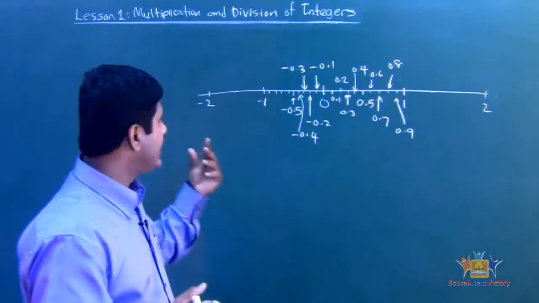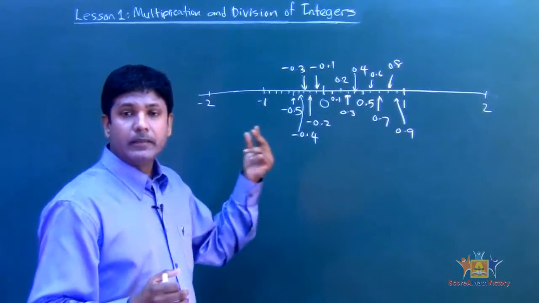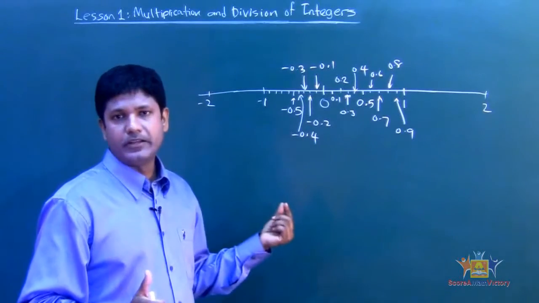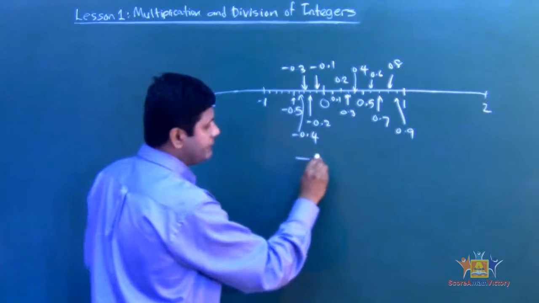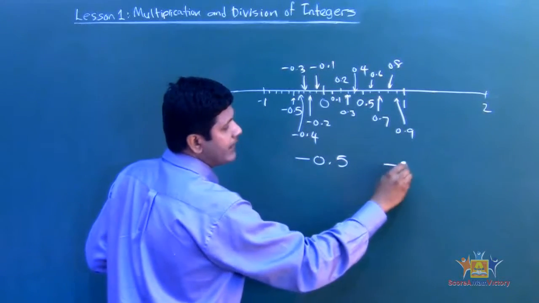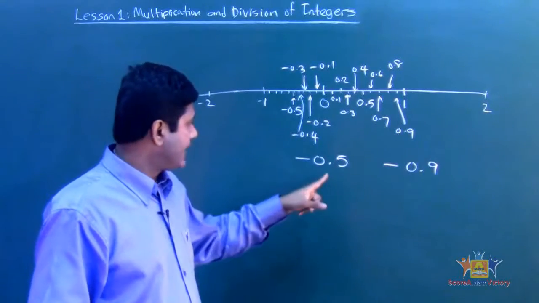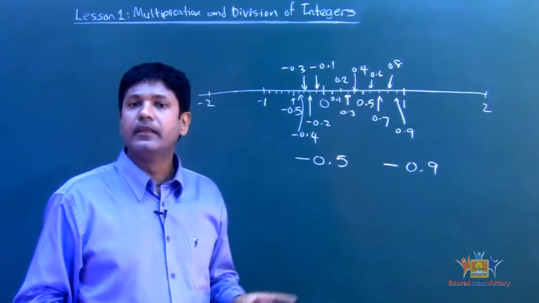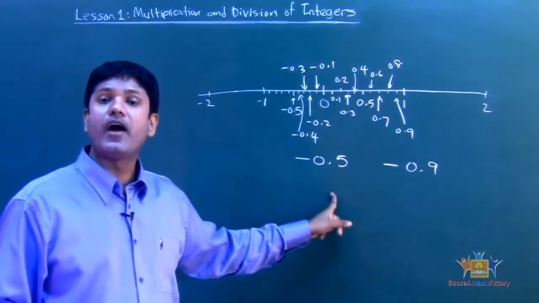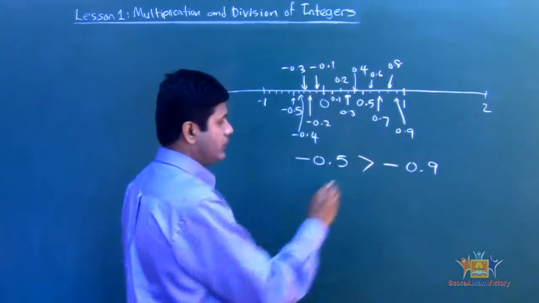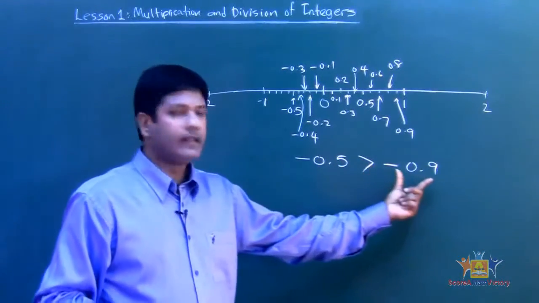So with a negative decimal, the bigger the number is, the smaller the value is. If I were to give you negative 0.5 and negative 0.9, which one is bigger, negative 0.5 or negative 0.9? Definitely negative 0.5, because you owe less than with this one.